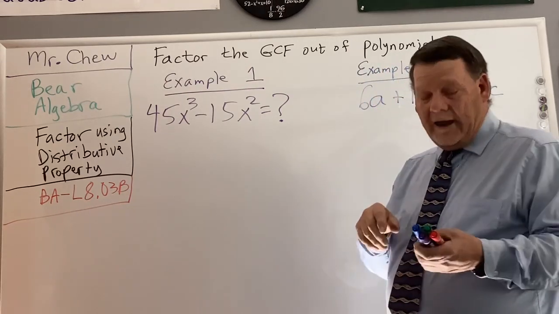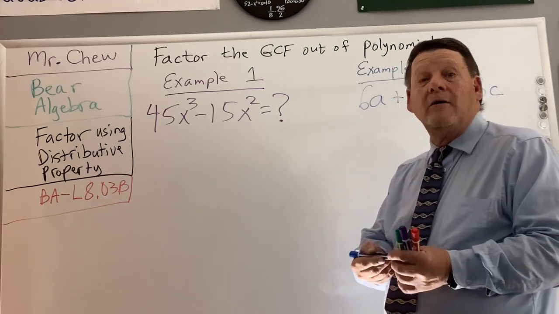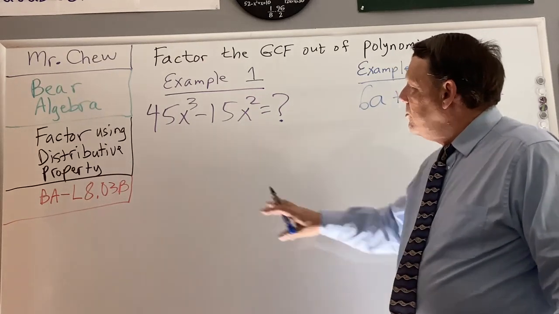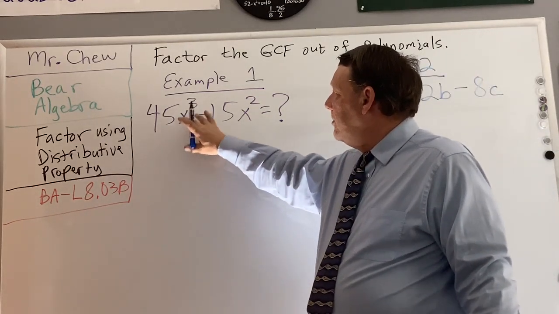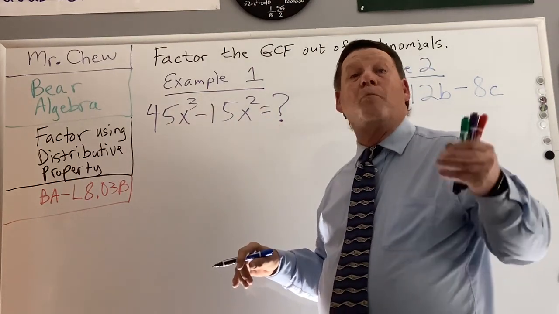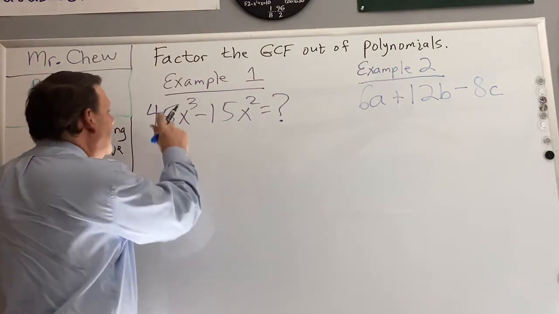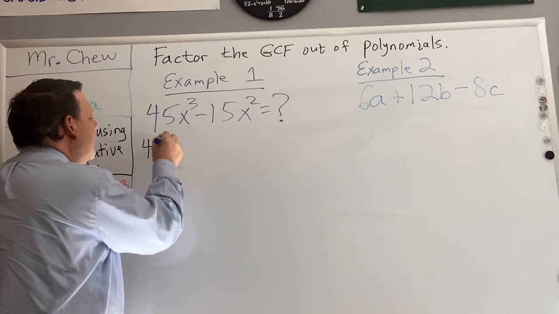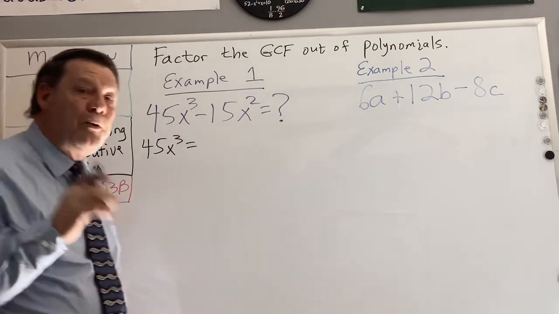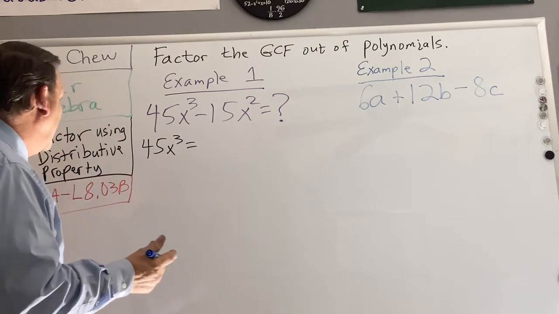The way that I initially would teach people to do this, when I was teaching this in middle school pre-algebra and then in high school algebra classes, you have to take 45x cubed and the minus 15x squared and find all of their prime factors. So the very first thing we're going to do is take the 45x cubed and divide it into everything that's a prime, and then there'll be an x times x times x.